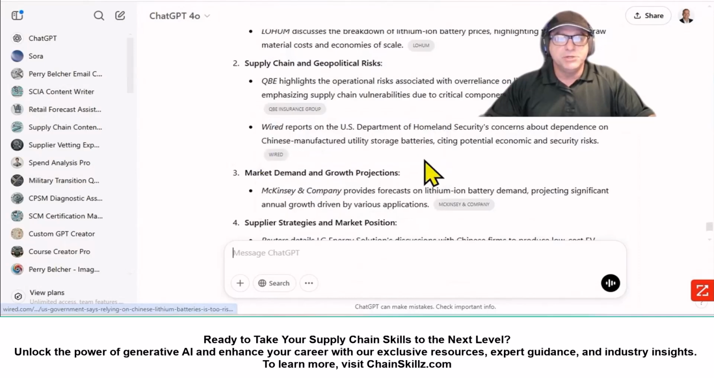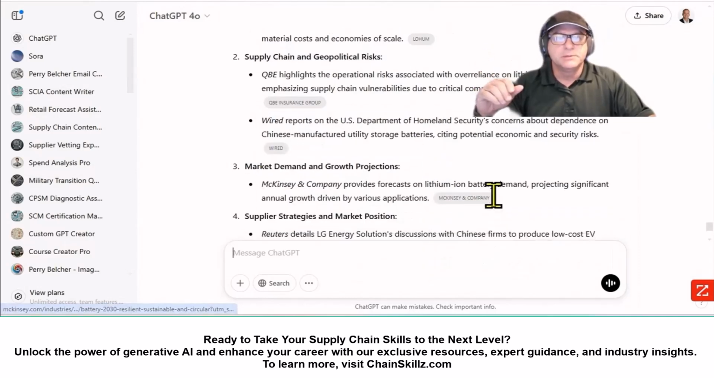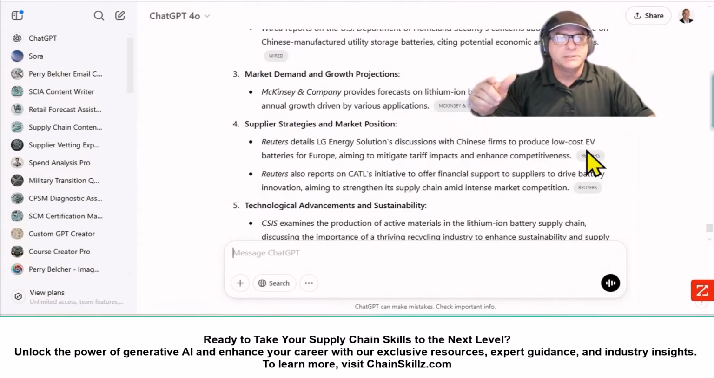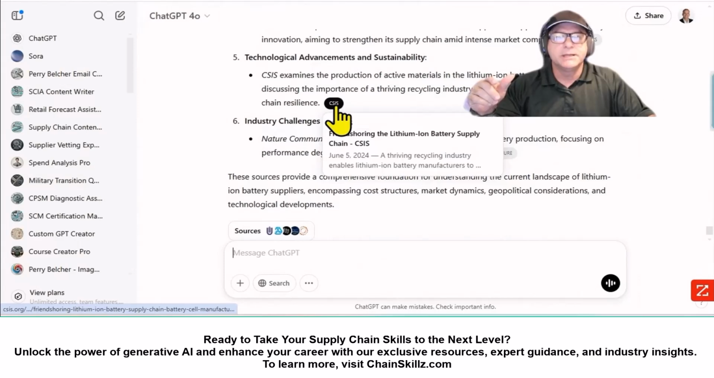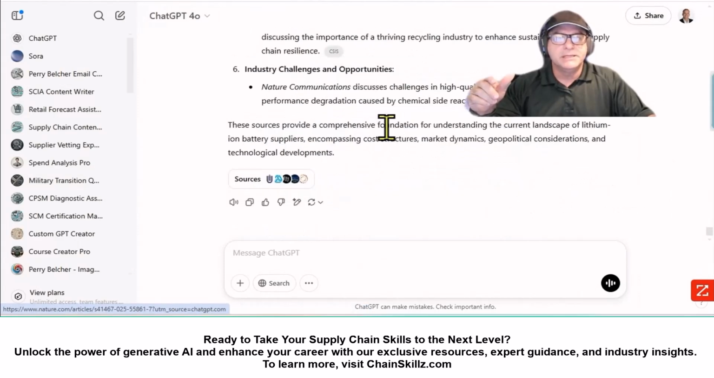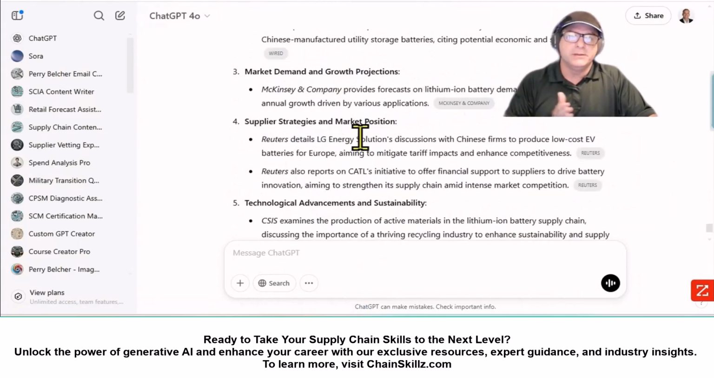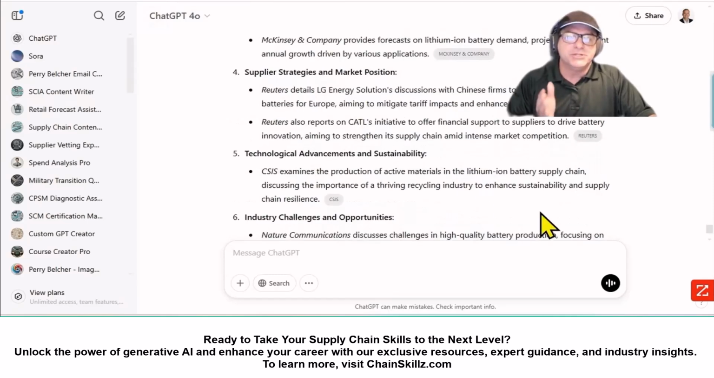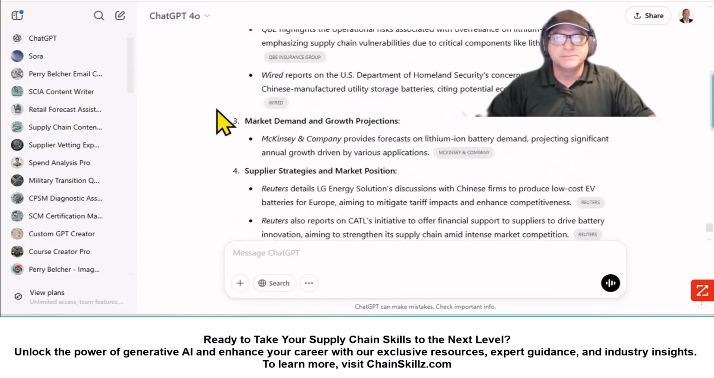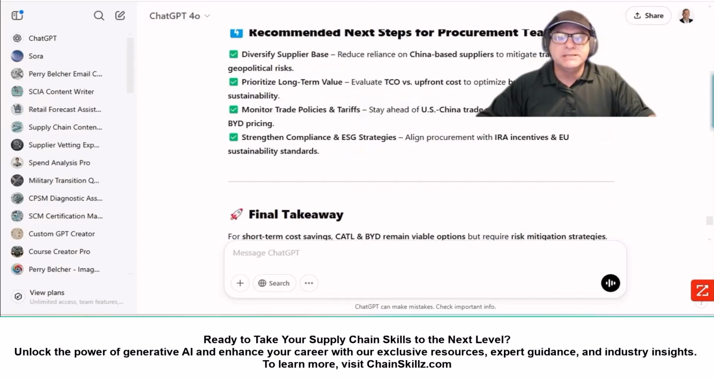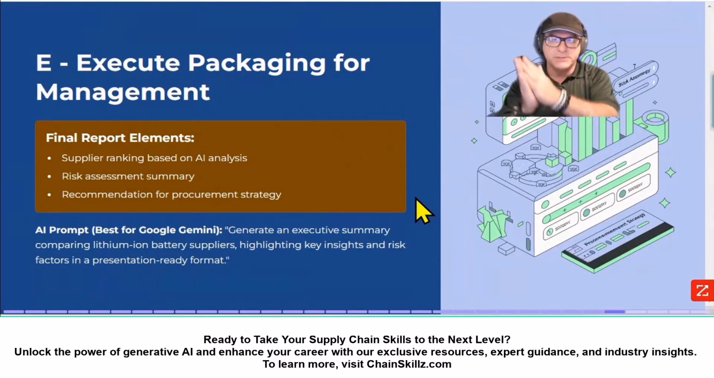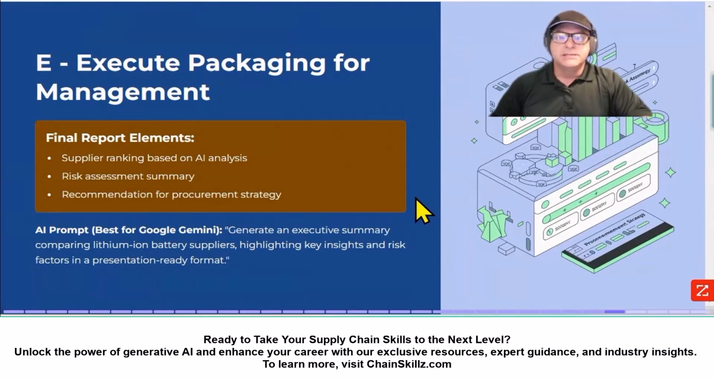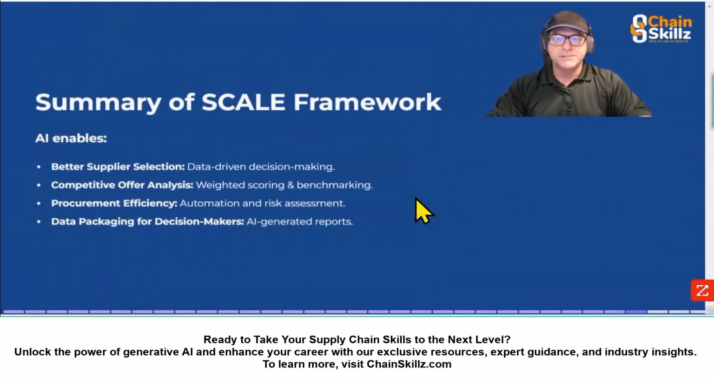Right. And this is a huge improvement from a year ago. McKinsey's a pretty reliable source. Reuters, CSIS. Okay. Make sure. And then you can go through that. And again, get in the habit of making sure that it's finding the right information. Okay. And I think we did this entire SCALE case study within 15 minutes, a whole lithium battery analysis to determine how we would move forward in this process.